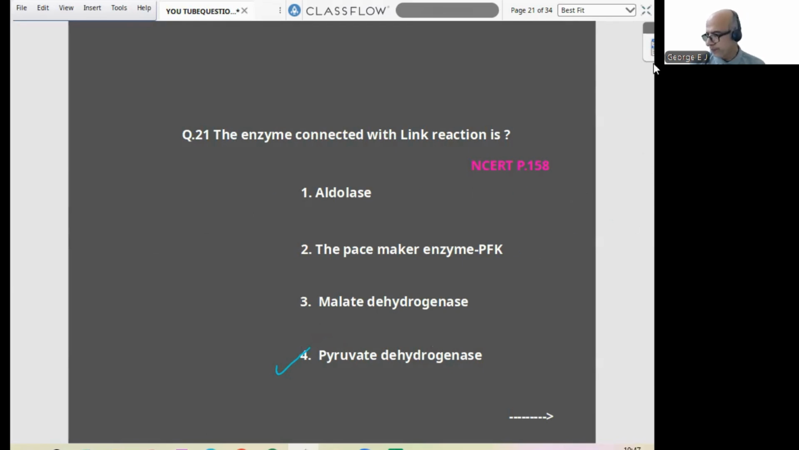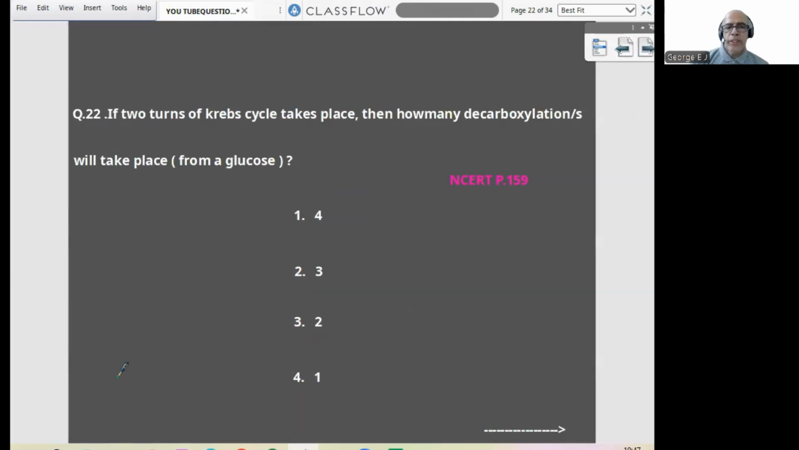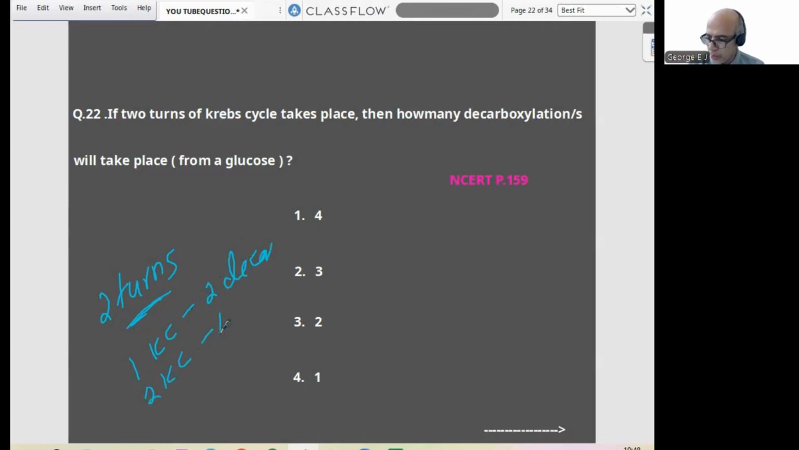Now 22. If 2 turns of Krebs cycle take place, this type of term, how many decarboxylations will take place from a glucose? So normal routine reaction from 1 glucose to pyruvic acid to oxidative decarboxylation or link reaction to Krebs cycle. Krebs cycle means 6 carbon citric acid to 4 carbon oxaloacetic acid. So 1 Krebs cycle gives 2 decarboxylations. So 2 Krebs cycles means 2 into 2, 4 decarboxylations will take place. So option is 1. I think the idea is clear. Now we can proceed to 23.